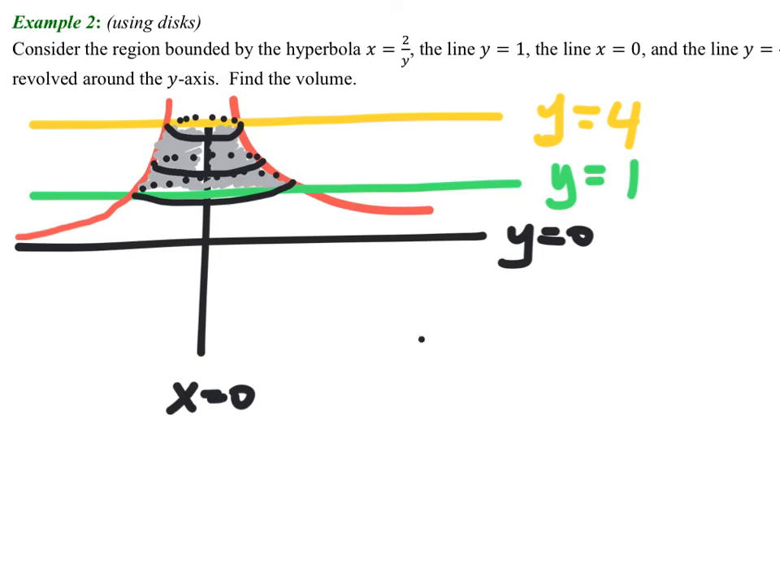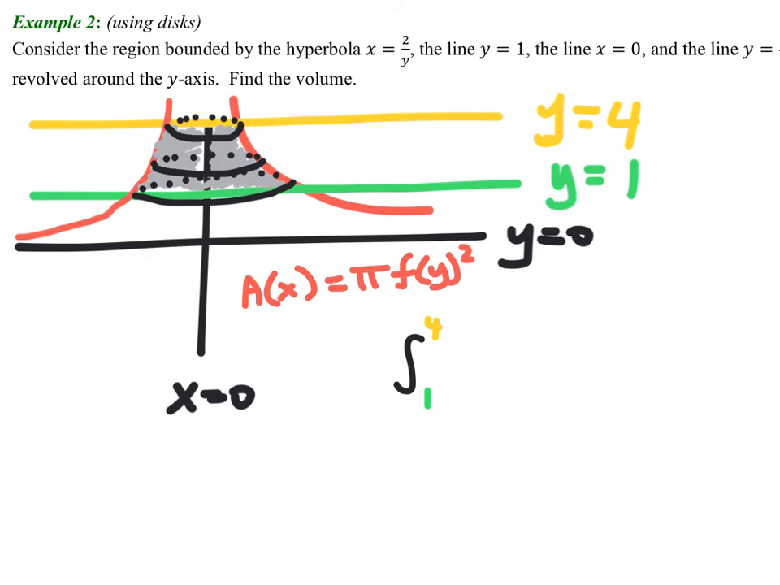So my limits of integration: what's my lower limit for y? It's 1. Let me do that in green. My upper limit for y is 4. What is my area function? My area function, again, is going to be pi times the function f of y, squared, because we want this in terms of y.